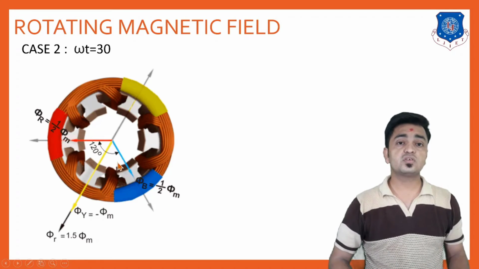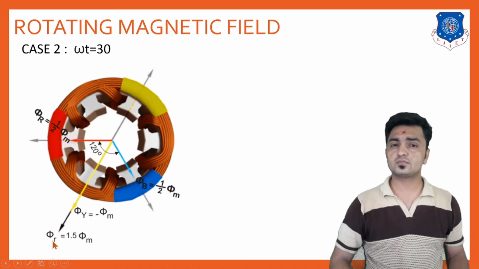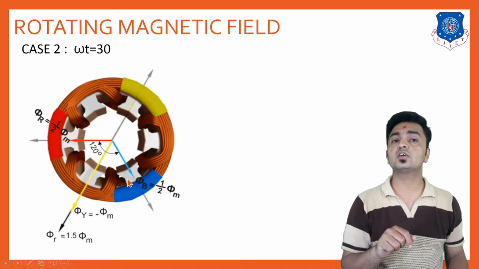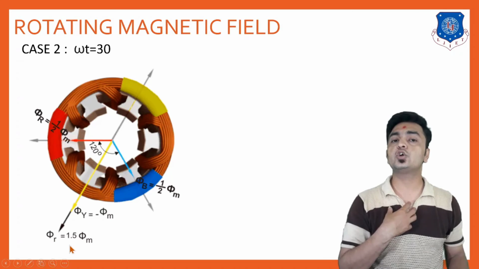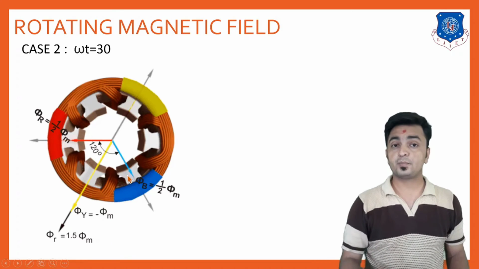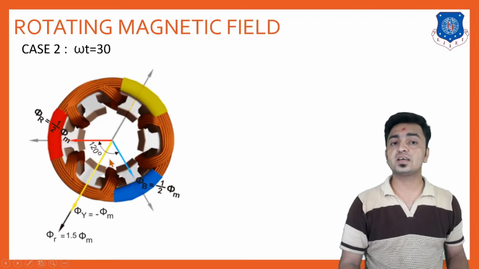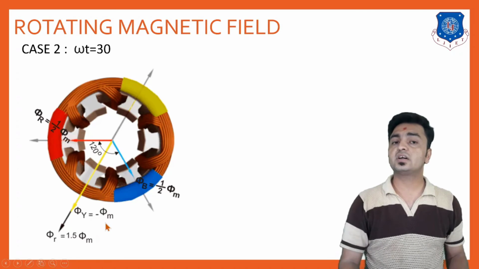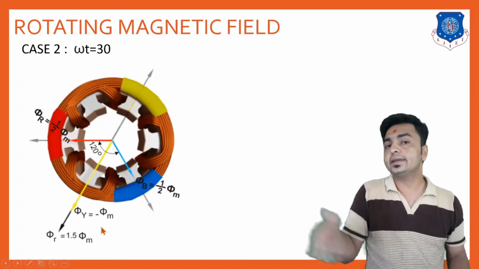the resultant of these two is going to be in this direction, and we get the magnitude equal to 1.5 phi m. But previously the resultant component was in this direction, and after 30 degrees, it has moved by 30 degrees.